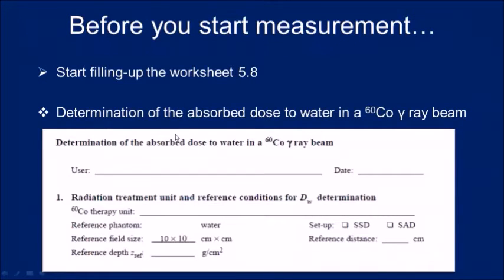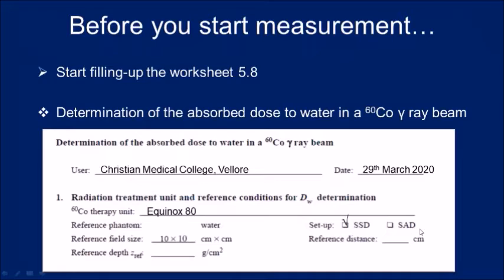Let us start the measurement, filling up the worksheet. The initial part of the worksheet is more of user information, which hospital, which date you are doing, what machine you are using, Equinox 80, and what setup you are going to use. I would prefer SSD technique.